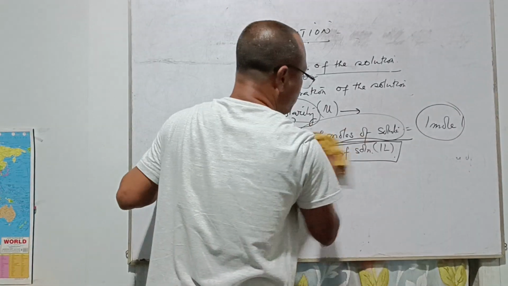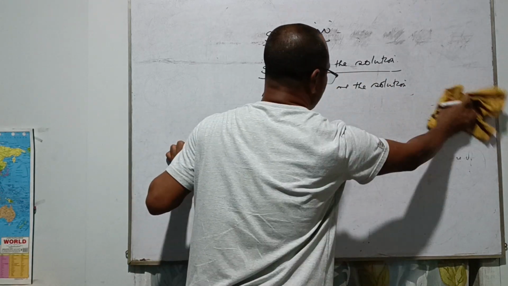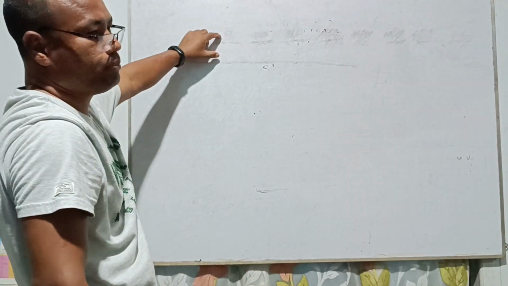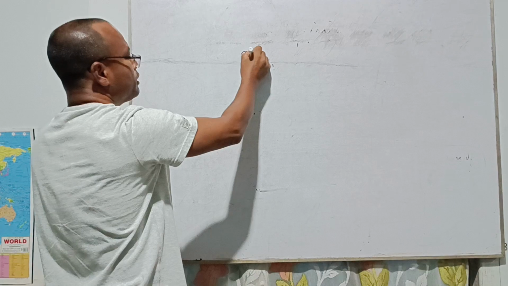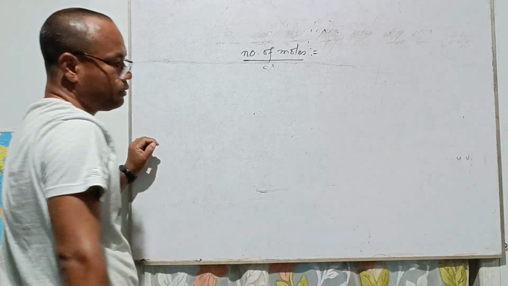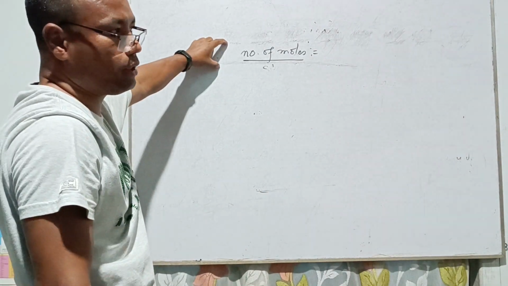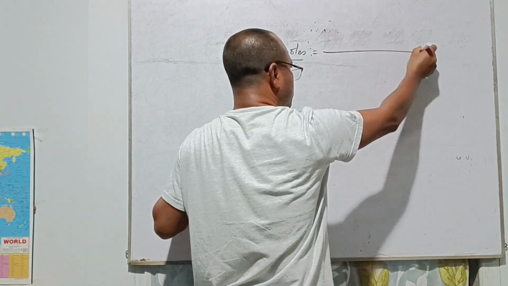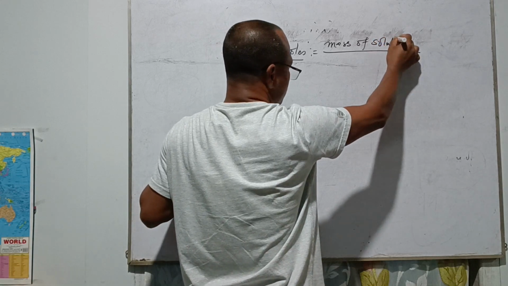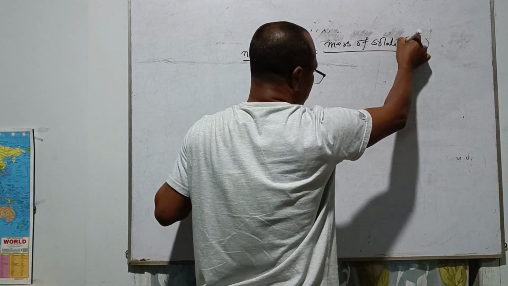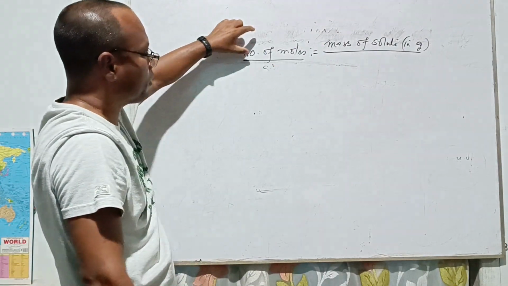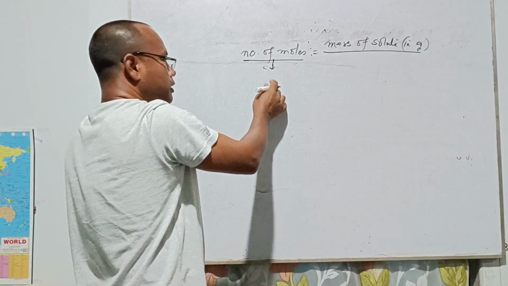Now, how do we calculate the number of moles from the relevant parameters? When we are talking about the number of moles for any substance, from what parameters can the number of moles be calculated? One of the very simplest ways is the mass of the solute. This mass of solute we calculate in grams. So if you know the mass of solute in grams, we can calculate the number of moles. This is for the substance.